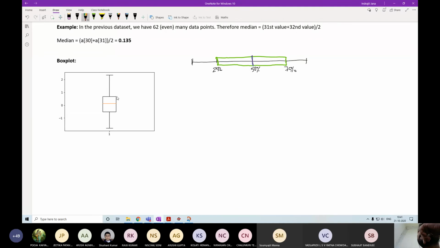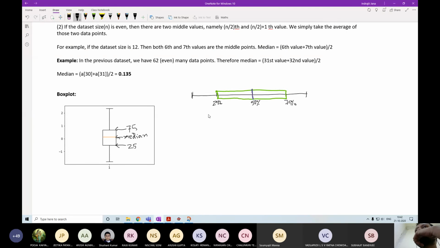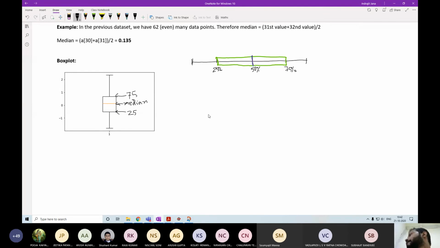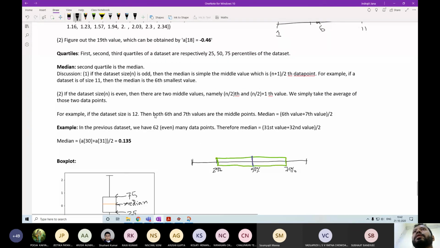So essentially, as I was saying, this point is the 25th. Sorry, this point is the 75th percentile. This is the median. And that's the 25th percentile, or the first quarter. Okay. So you get the box plot like that. All right. Okay.